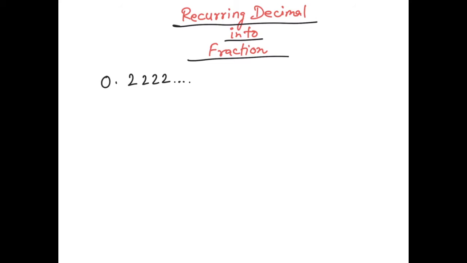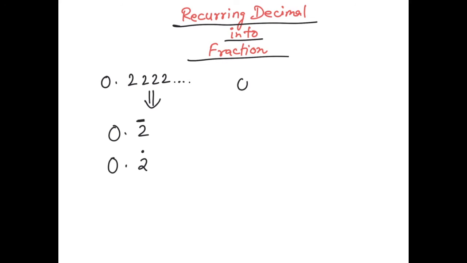0.2222... This is an example of a recurring decimal. Also we can say a repeating decimal. So we can represent it as 0.2 with a bar sign. This bar sign means 2 is repeating. Or we can say 0.2 and put a dot there. So dot or bar, you can use either, and it will represent a repeating number.